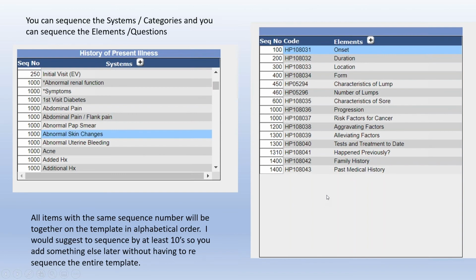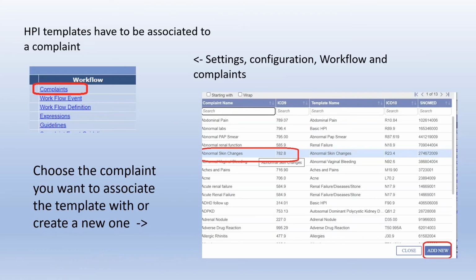And those are the 5 easy steps to creating your template. Now, if you created a review of systems, vitals, physical, all of those are going to be automatically shown on your EMR side when you create them. But if you're creating an HPI template, it requires you to assign a complaint to it, okay?